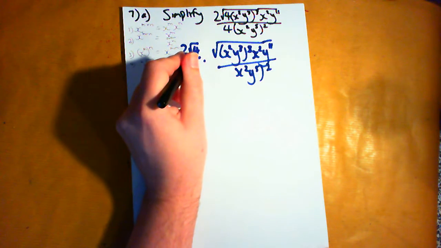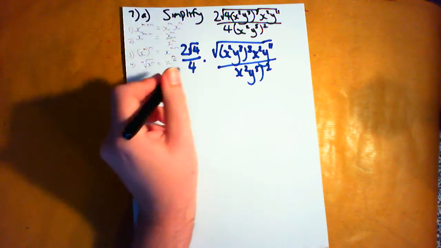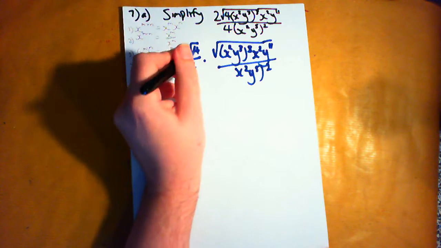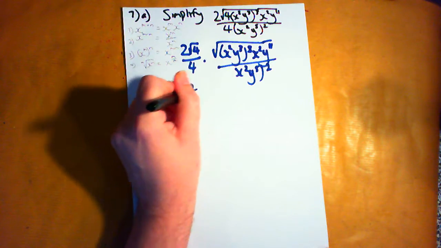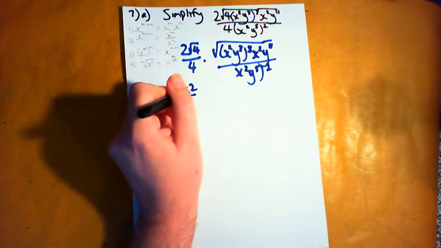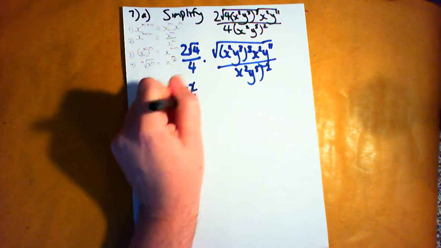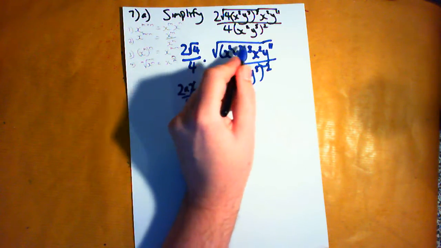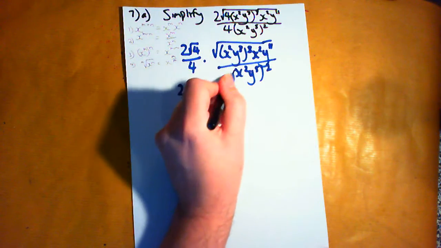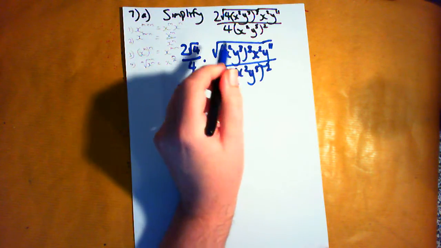So 2 times the square root of 4 is 2 times 2, which is 4. So this is going to cancel out completely. So we've got 2 times 2 over 4, which is, as we said, 1. That cancels out. Now we can multiply the powers inside this bracket and inside this bracket on the bottom.